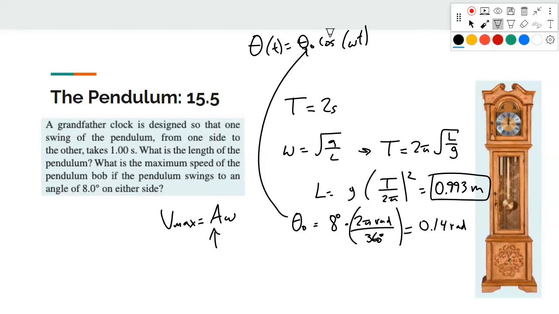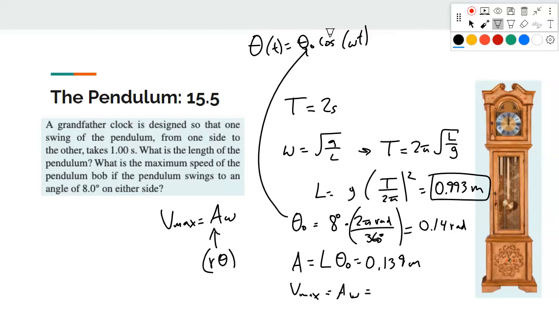But to get A such that this formula works out nicely, we have to use the equation s equals r times theta. And the r here is just the length of the pendulum. So our A is L times theta naught. We have our L, we have our theta naught. So this is 0.139 meters. And now we can finally plug in. Sorry, I'm skipping some important steps here. So we plug in our A of 0.139 meters.